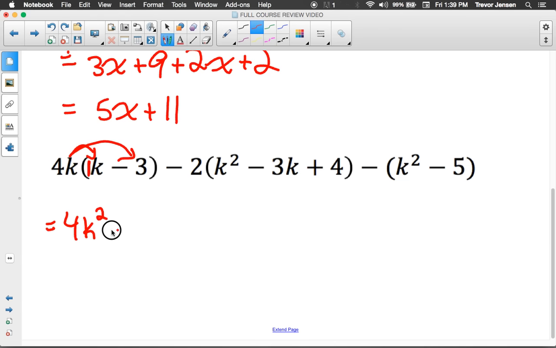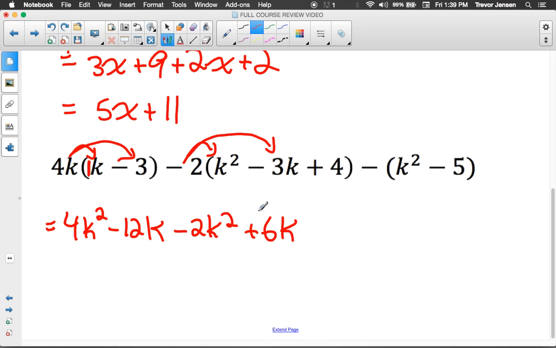4k times negative 3 is negative 12k, right? Positive times negative is negative. Over here, I have to do negative 2 times k squared. That's negative 2k squared. I have to do negative 2 times negative 3k. Negative times negative is positive 6k. And I also have to do negative 2 times positive 4. That gives me negative 8.